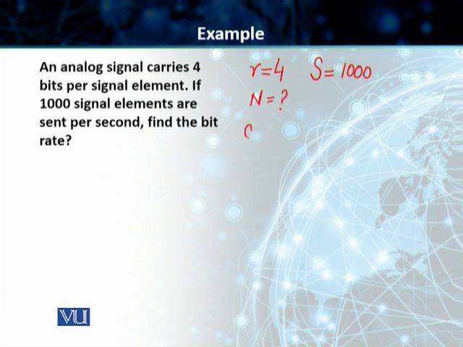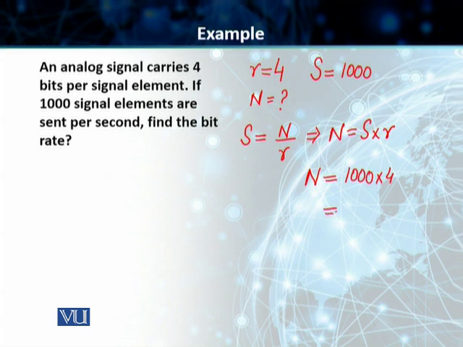What I've told you is S is equal to N divided by R. In this particular case, N will be equal to your signal rate multiplied by your ratio R, and your bit rate will be 1000 multiplied by 4, which is equal to 4000 bits per second.